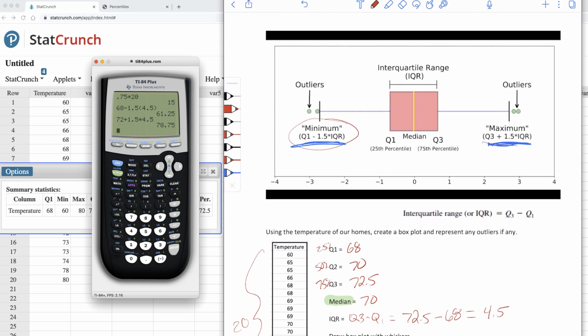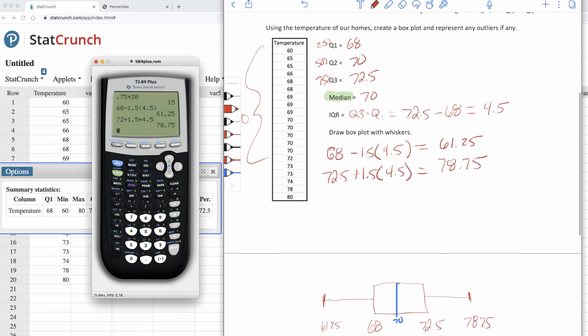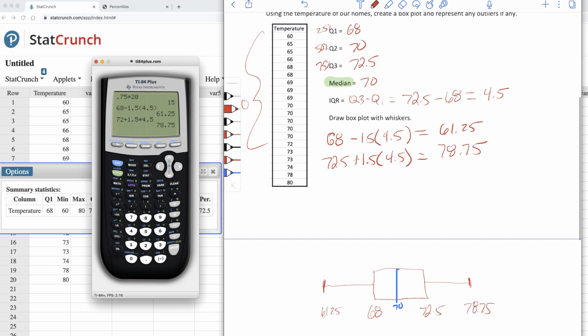Now we just need to see if there's any outliers. We're pretty much done. Are there any values that are less than 61.25? Yes. 60. So let's put that on there, right about there. And are there any values greater than 78.75? Yes. 80. And that one's probably right about there. They're about the same, aren't they? So there's our box plot. This is the IQR up there, and there it shows the data with the spread.